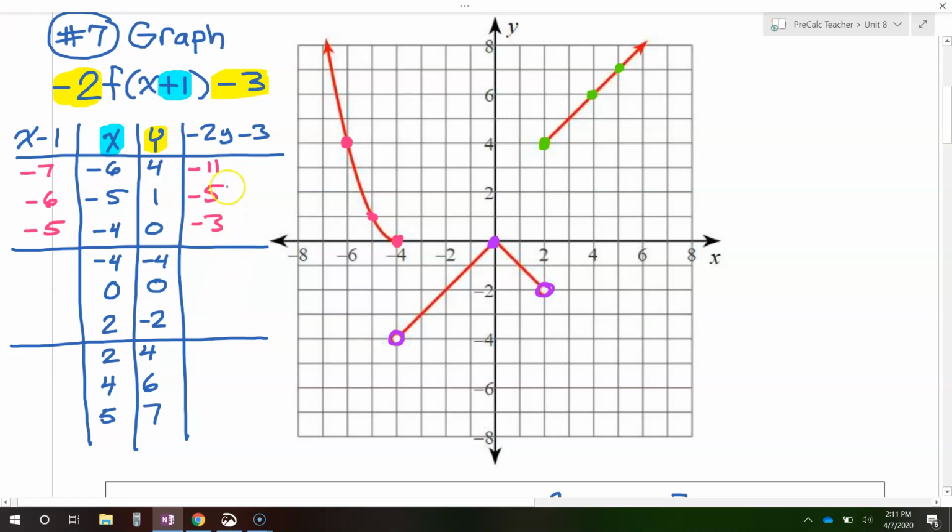Doing the same thing in the next section, -2 times y minus 3. -2 times -4 is +8. Minus 3 is 5. We already saw that 0 gives us -3. Now, -2 times -2 is +4. Minus 3 is 1. Okay, now for the x values, again, we're subtracting 1. So -4 minus 1 is -5. 0 minus 1 is -1. 2 minus 1 is 1.